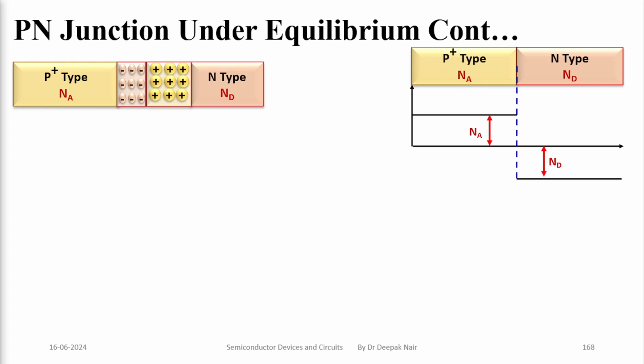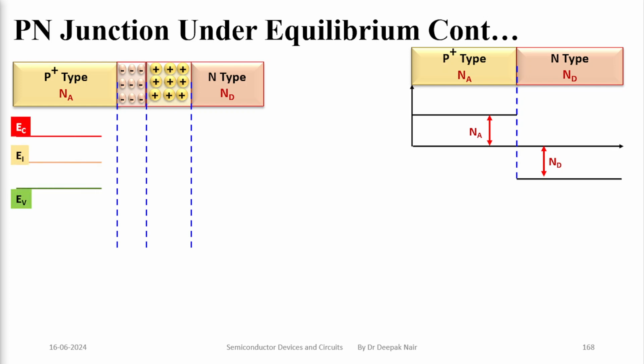Now beyond this, the holes cannot travel to the N-type semiconductor, and similarly the electrons cannot cross this barrier and reach the P-type semiconductor. So let us define the boundaries of this junction and represent the energy band diagram. So we have EC, EV and EI, which represent the conduction, valence and intrinsic semiconductor energy levels. Similarly for N-type we have EC, EI and EV.